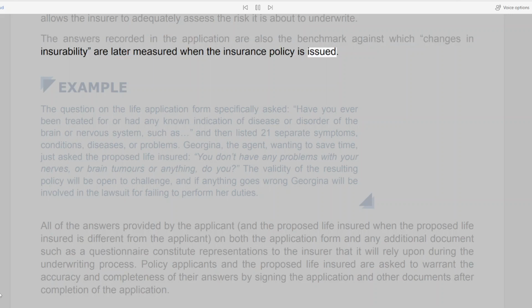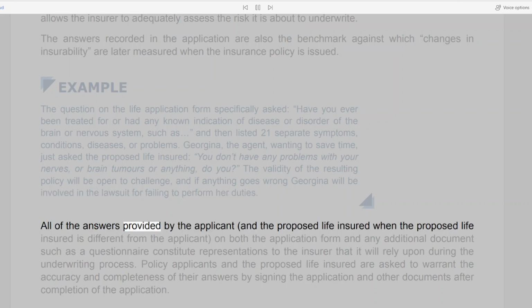Example: the question on the life application form specifically asked, "Have you ever been treated for or had any known indication of disease or disorder of the brain or nervous system, such as?" and then listed 21 separate symptoms, conditions, diseases, or problems. Georgina, the agent, wanting to save time, just asked the proposed life insured, "You don't have any problems with your nerves, or brain tumors or anything, do you?" The validity of the resulting policy will be open to challenge, and if anything goes wrong, Georgina will be involved in the lawsuit for failing to perform her duties.